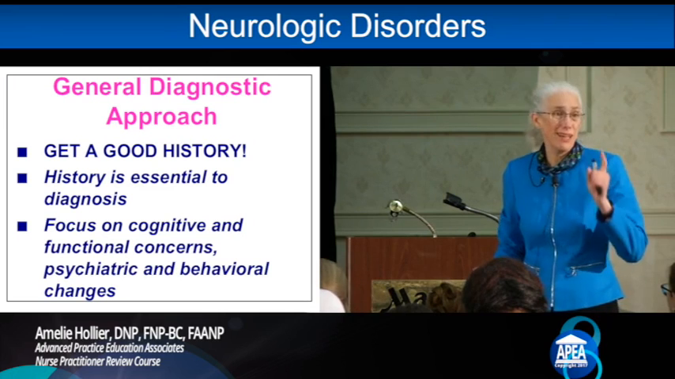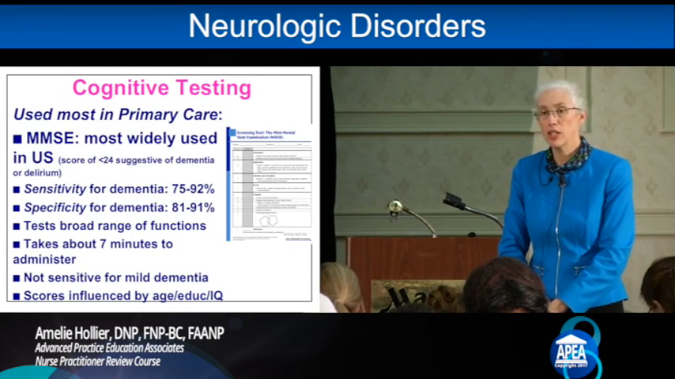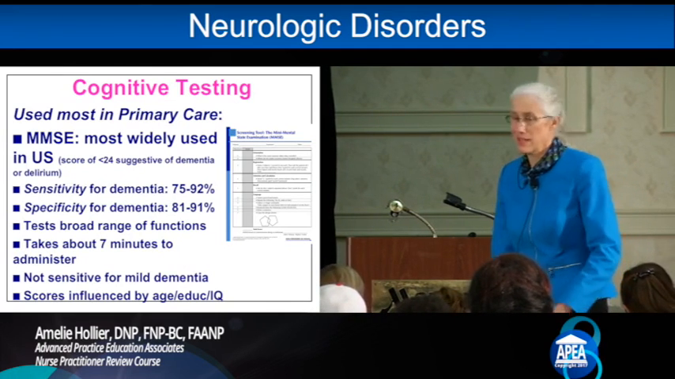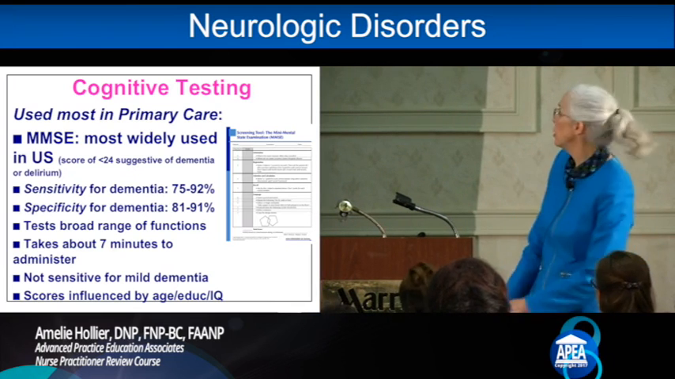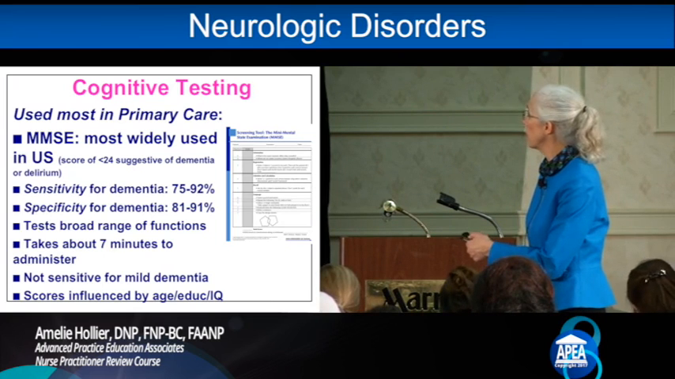So history is key with these patients. In primary care, there is a test we use. I think you'll see it on the exam. But we use it in primary care because it takes about 7 minutes to administer and you don't have to do it. Somebody in your clinic can do it for you. It's pretty darn high sensitivity and specificity for dementia.